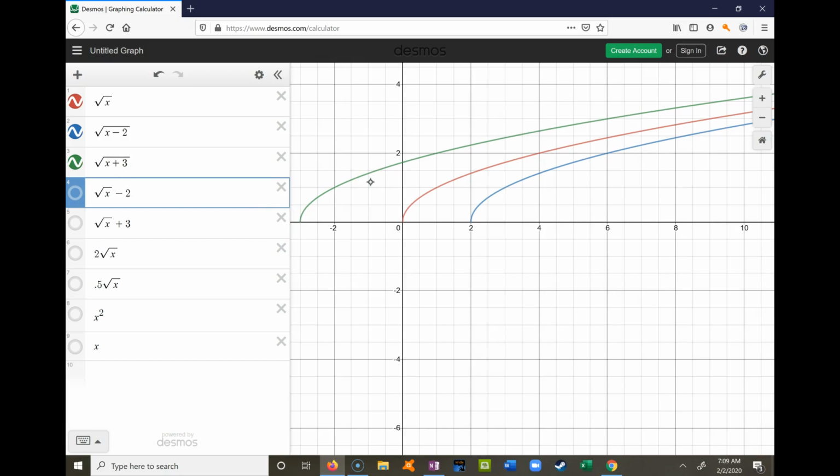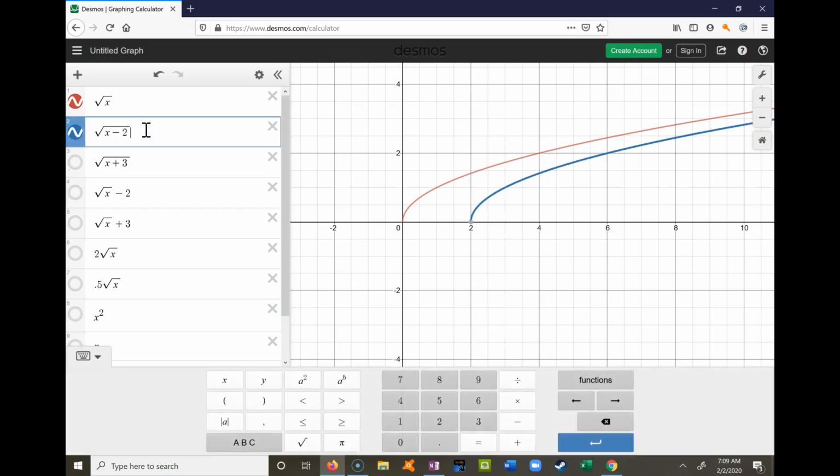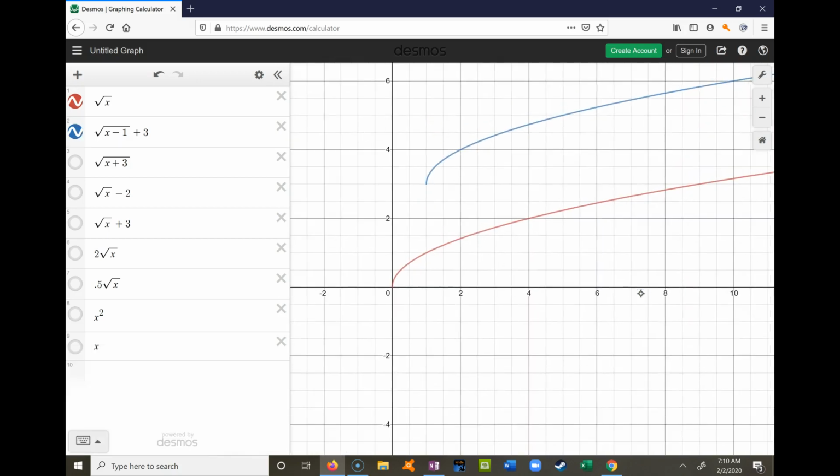And then, if we take this and put a plus 1, plus 2, let's say, okay? Notice that it moves it to the right 2 and up 2. Or if we make that a plus 3, or if we switch this to a minus 1, you can see that we can move that same shape around wherever we want to. Okay? So that's what adding and subtracting does in the equation.